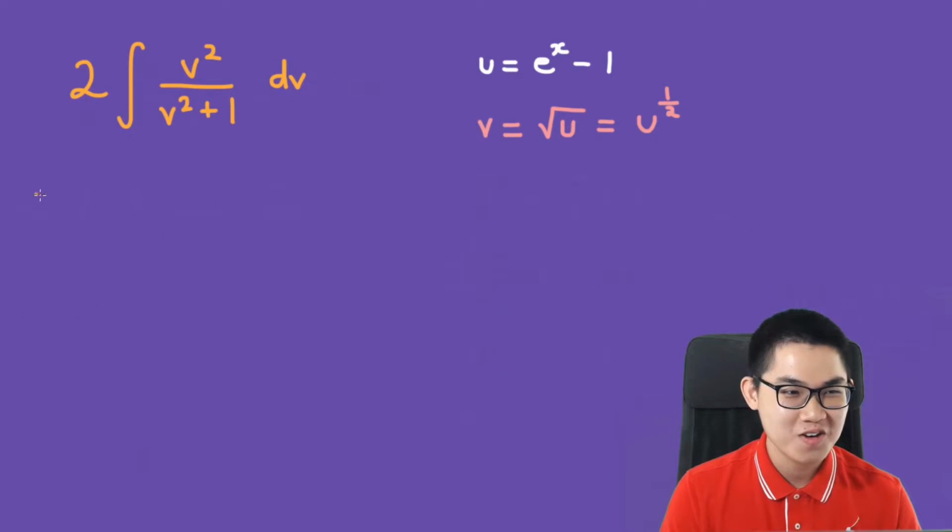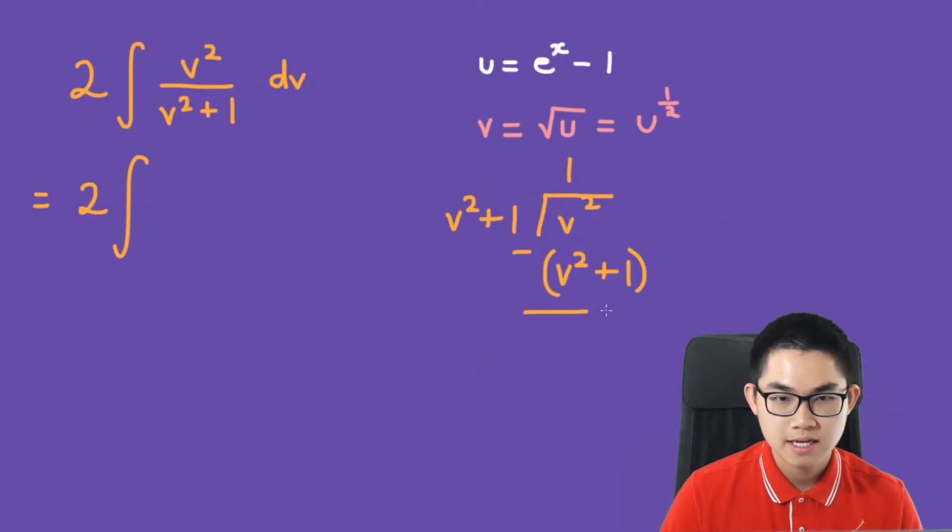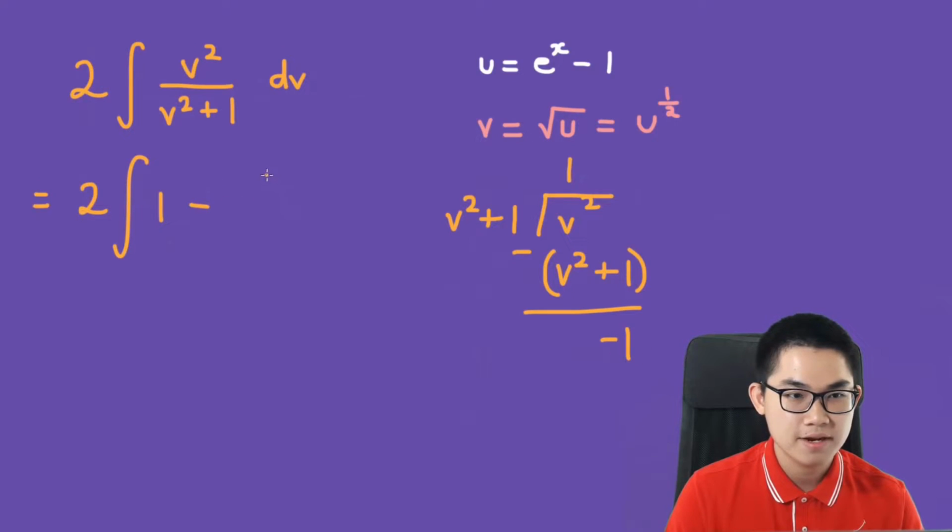So how do we solve this integral? If you look at this, it's v squared divided by v squared plus 1, right? So 1 times (v squared plus 1), and then we're going to subtract, and what do we get? We're going to get minus 1. So the quotient is 1, and the remainder is negative 1. So we have minus 1 over (v squared plus 1) dv.